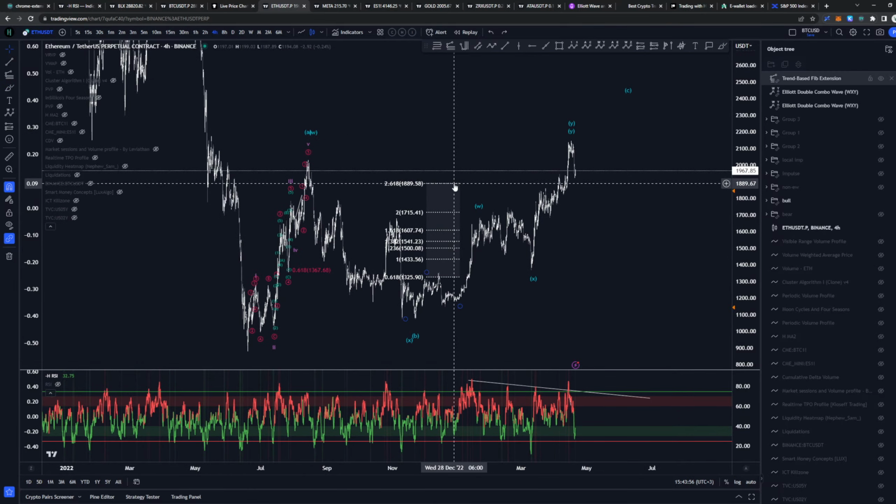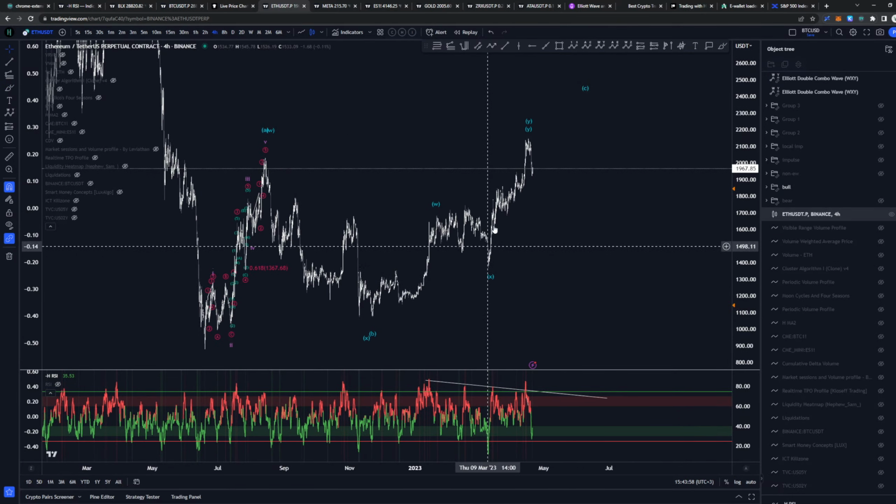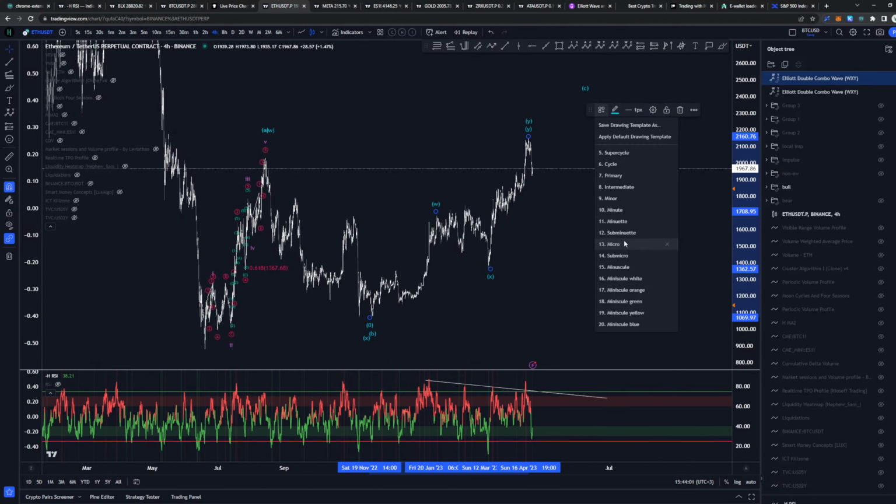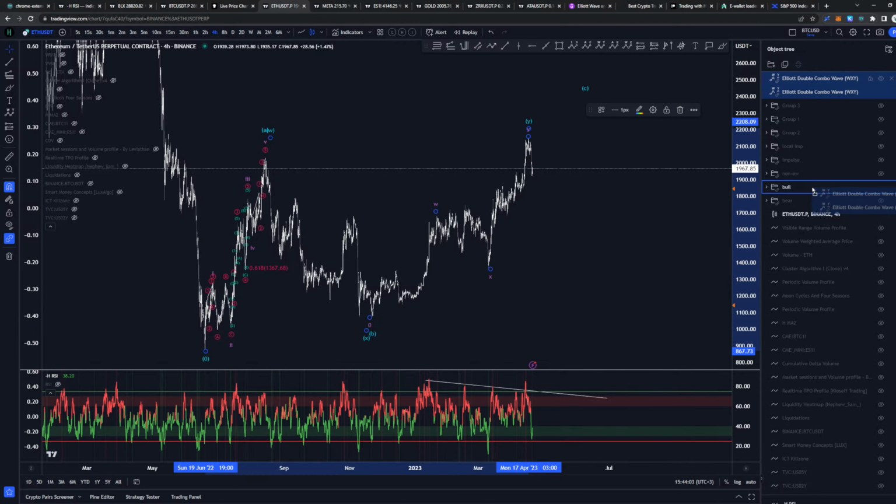But yeah, that's one way of looking at this. Let's label this in here for the bull count.